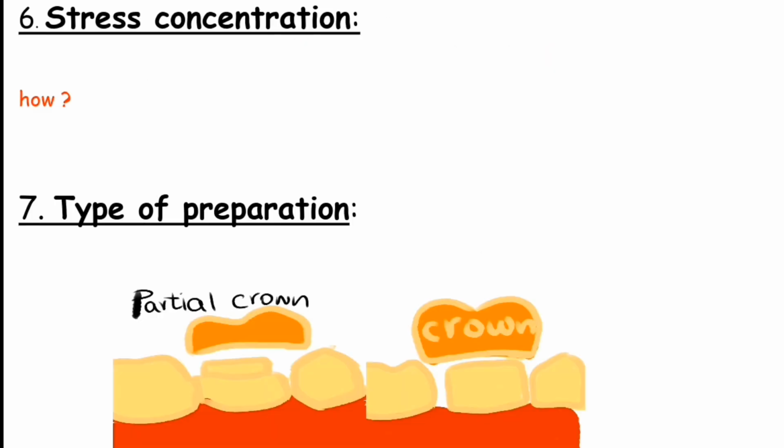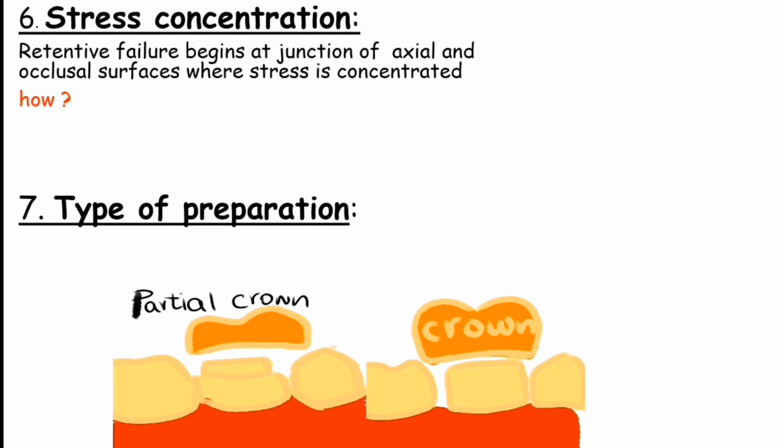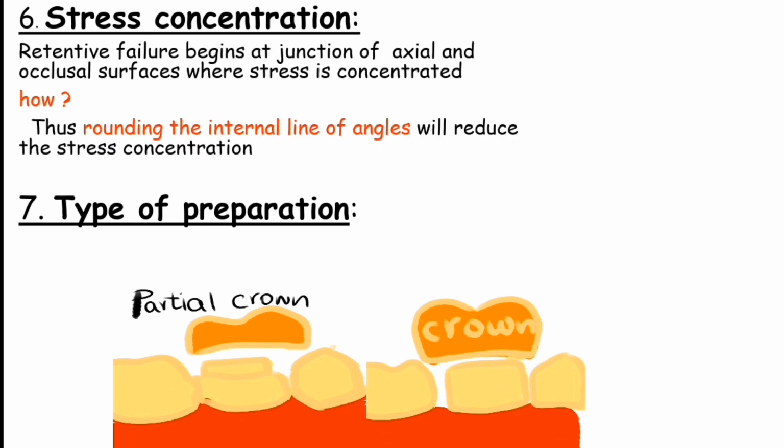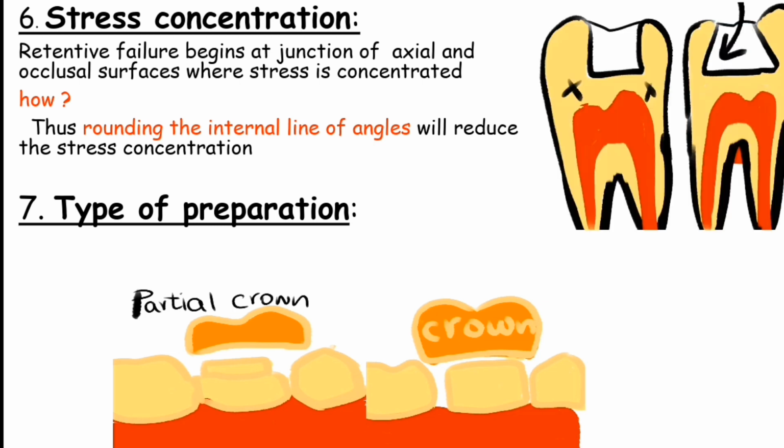The other one is stress concentration, number 6. Retentive failures begin at the junction of axial and occlusal surfaces, where stress is concentrated. You can see the first tooth, in which the cross arrow is showing.